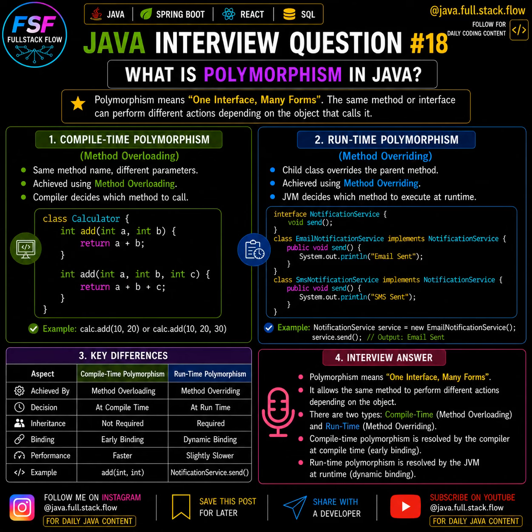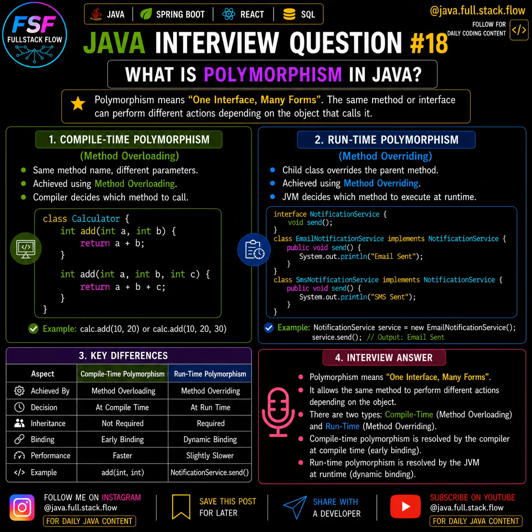Today's Java interview question is, what is polymorphism in Java? Let's understand one of the most important OOP concepts in Java, polymorphism. The word polymorphism means one interface, many forms. It means the same method or interface behaves differently depending on the object. There are two types of polymorphism in Java.